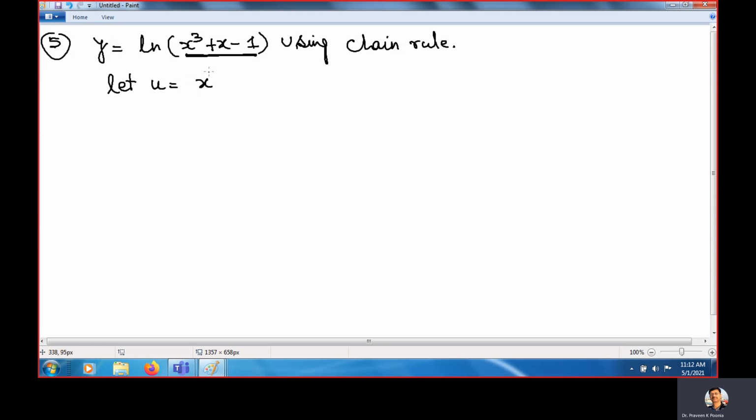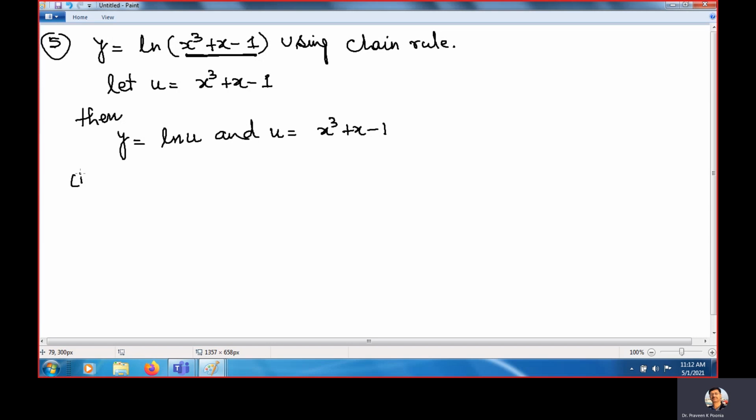If it is something different, what should you do? Let u is equal to x power 3 plus x minus 1. Clear? Then how can you write the problem? Then y is equal to ln, and this we have taken u, so it is ln u. And what is u here? It is x power 3 plus x minus 1. This is the problem. Clear?